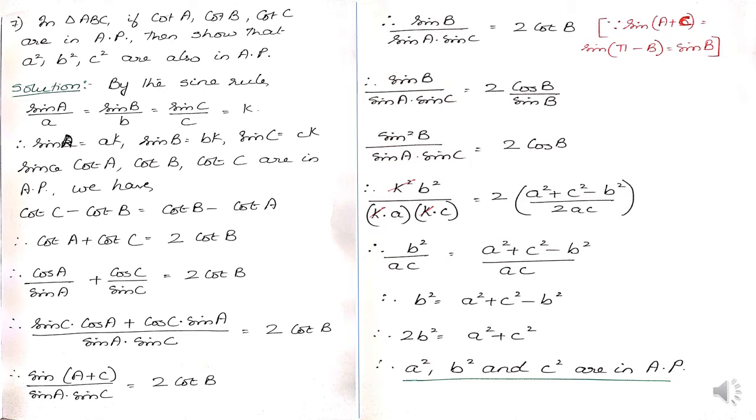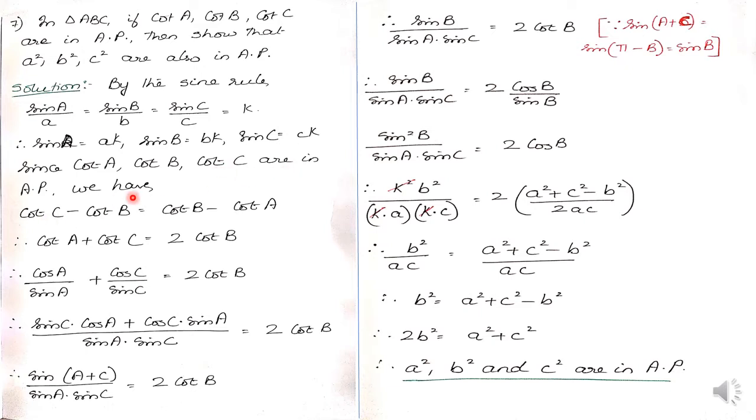If cot A, cot B and cot C are in AP, now what is AP? AP is arithmetic progression. You have to prove that a square, b square and c square are also in AP. Now, by the sine rule again, we write the statement of the sine rule. From the sine rule, we get sin A as ak, sin B as bk and sin C as ck, since we are going to use these forms in this sum.